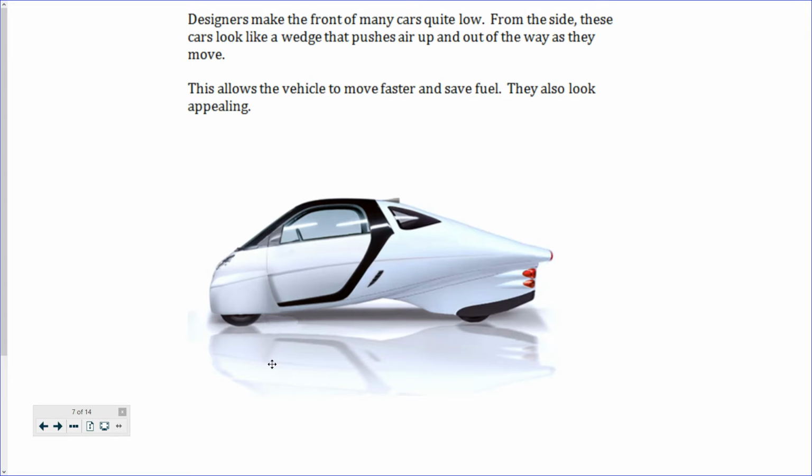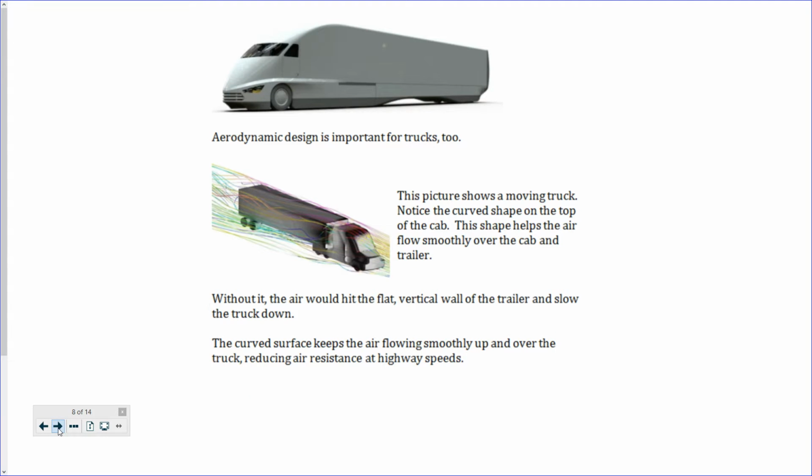Now, why do they want to do this? One, to make it go faster, and a big one right now is to save fuel. They also make sure that it looks appealing, because if you make a car that goes faster and saves fuel but it's ugly, then nobody's going to buy it or want to use it. So there are a bunch of factors involved here. But usually it's to go faster, and the big one right now is to save fuel.